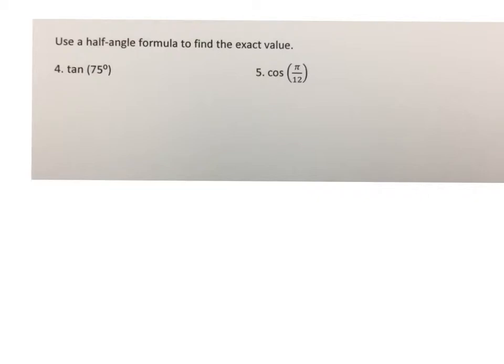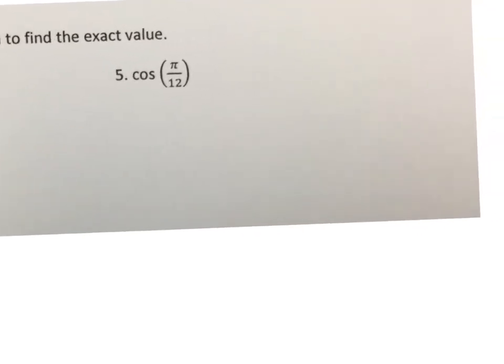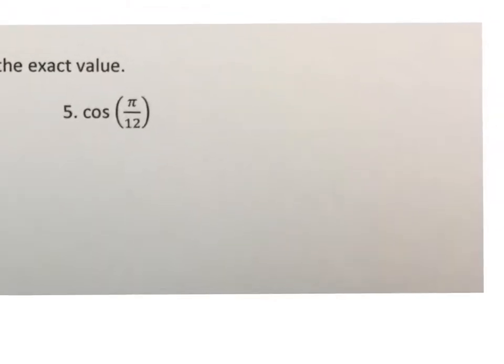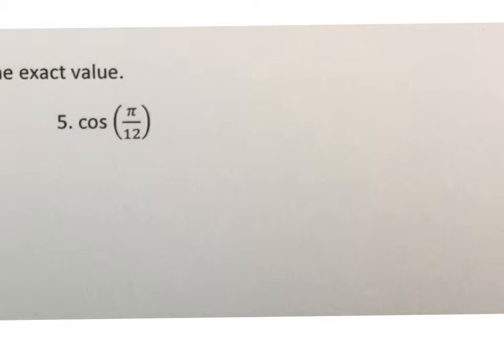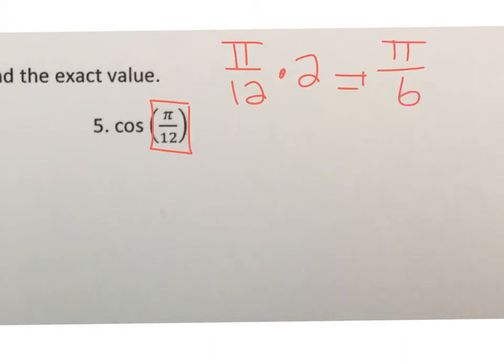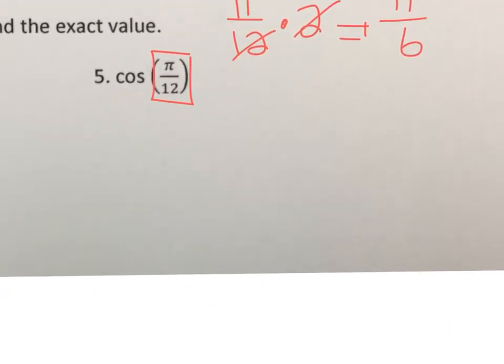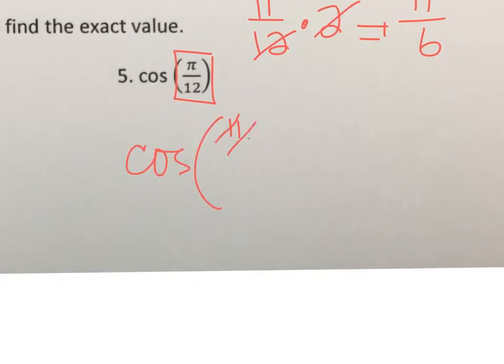So we're going to use a half angle formula to find the exact value for the cosine of pi over 12. The first thing we want to do is ask, pi over 12 is half of what angle? So we do pi over 12 times 2, because that will tell us what pi over 12 is half of. So pi over 12 is half of pi over 6. So I'm going to take the cosine of pi over 6 divided by 2.